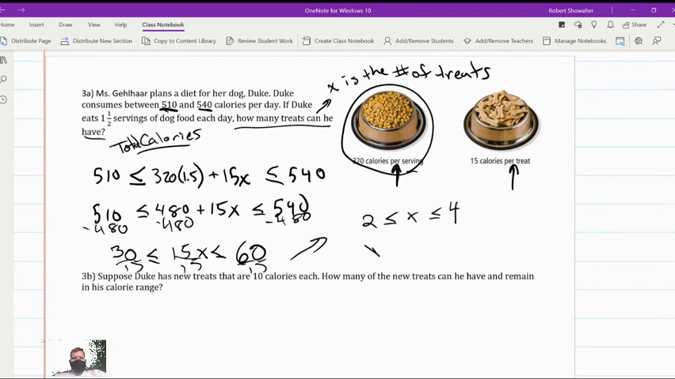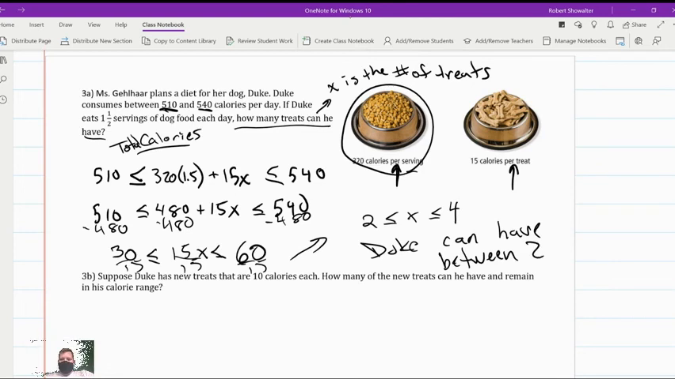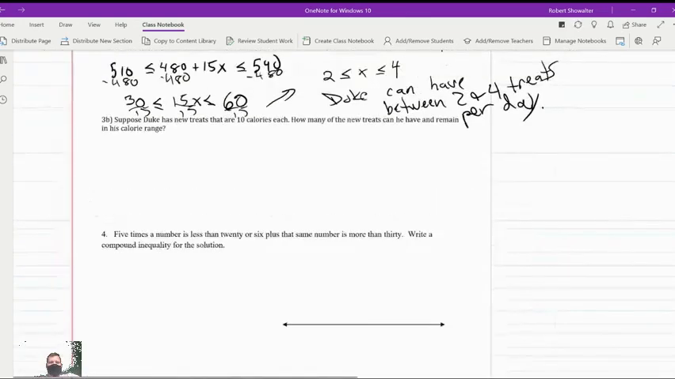So Duke can have between 2 and 4 treats per day. Per day. Yeah, Duke. Go Duke.